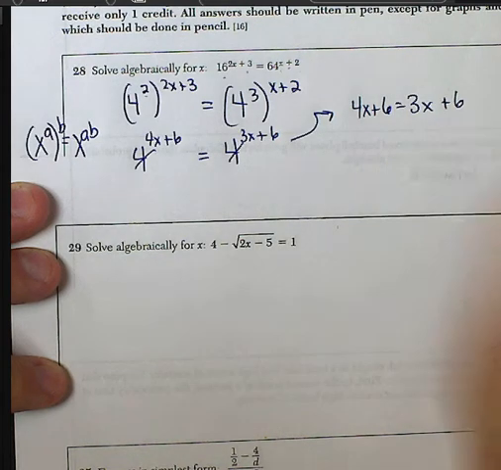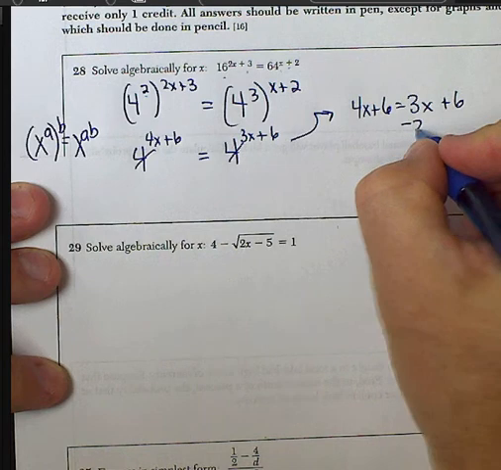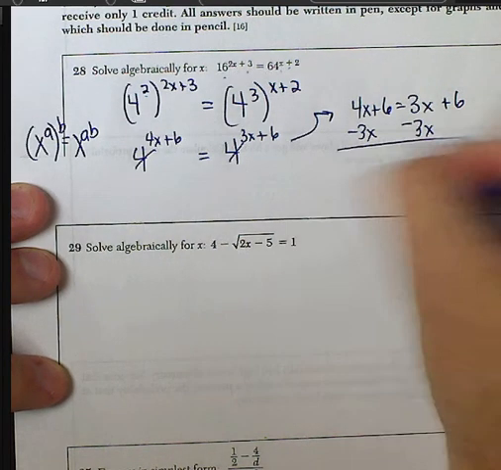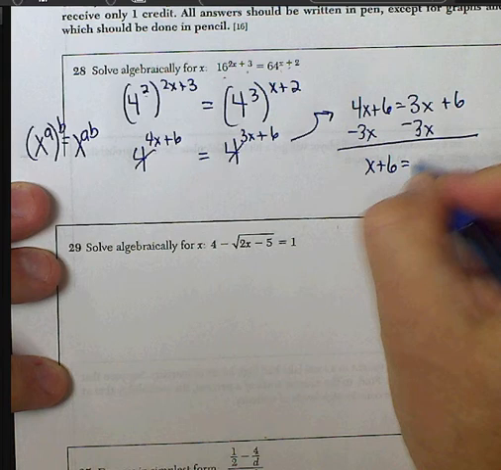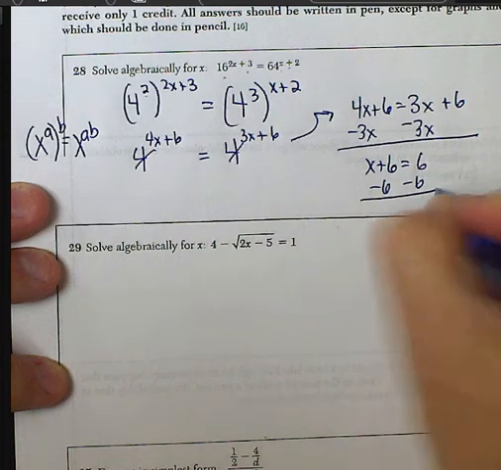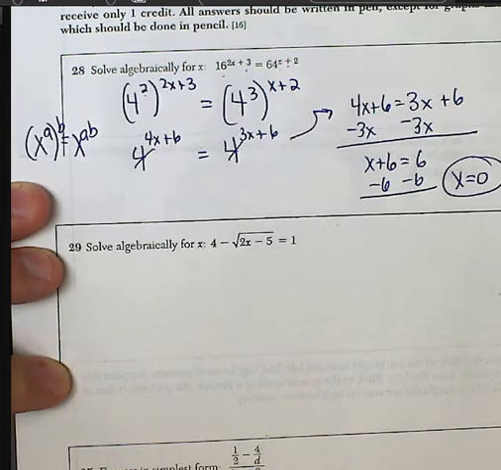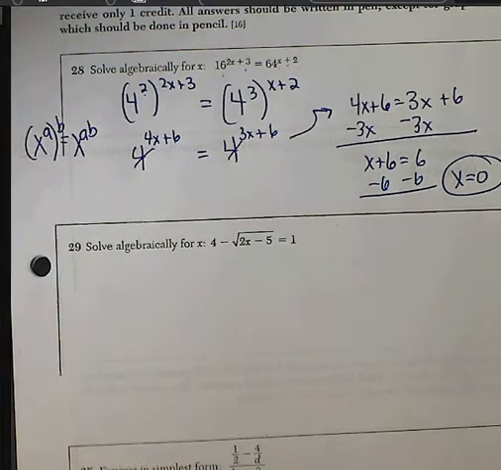So when I do that, I'm going to get 4x plus 6 is equal to 3x plus 6. I'm going to subtract my 3x from both sides. I'm going to get x plus 6 is equal to 6. Subtract 6. And I'm going to get x is equal to 0. Next one.